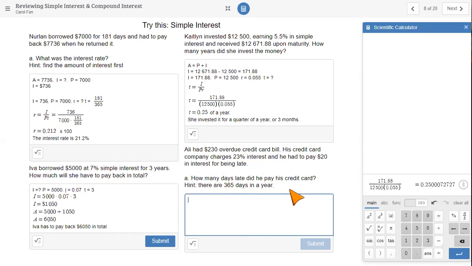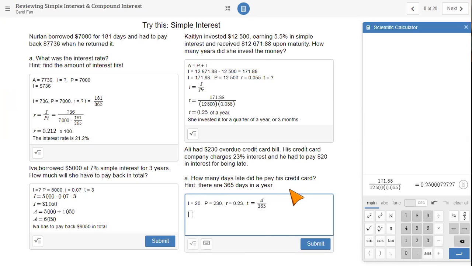Okay, let's sort out the information. So we know that the interest is $20, principal 230, rate is 0.23, and time, we're not sure, but we do know that it is in days. So I'm going to put D for days, over 365.